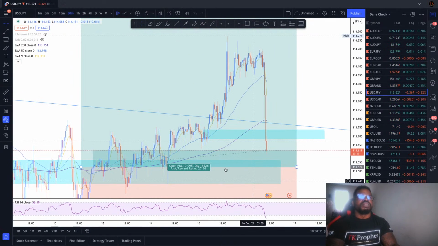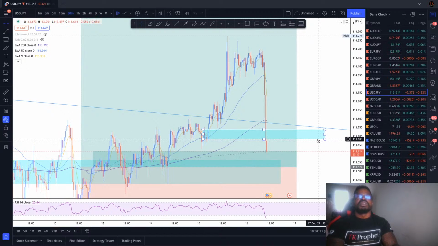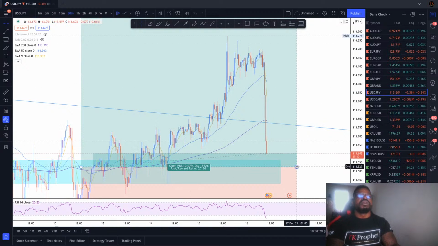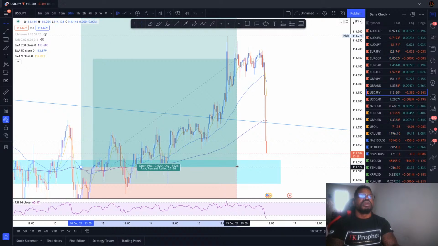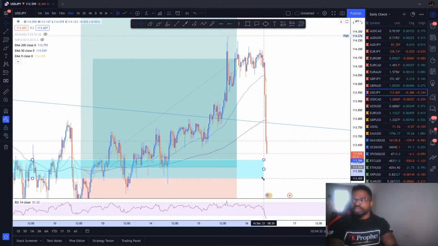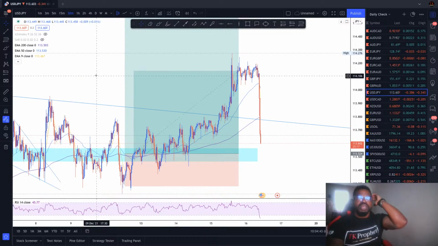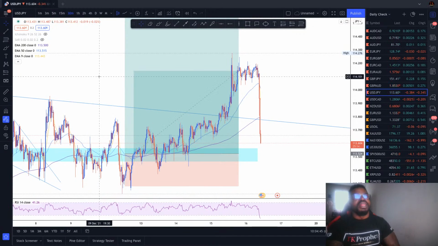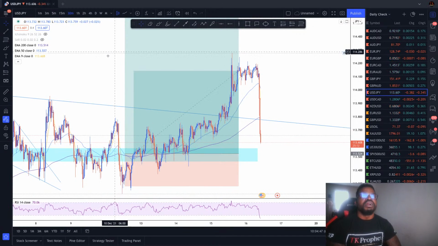Through, and it's coming back to the original zone. So we can look for a re-entry right here. If this level is held here, it'd be a great re-entry on. This was one of the setups that we were looking at last night that we were waiting on a pullback from to enter.